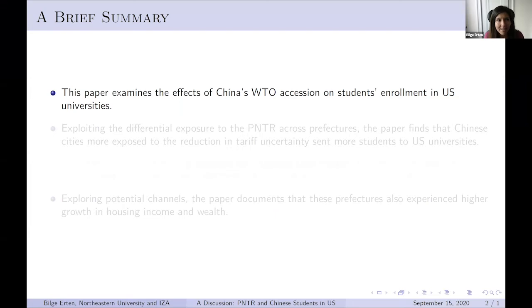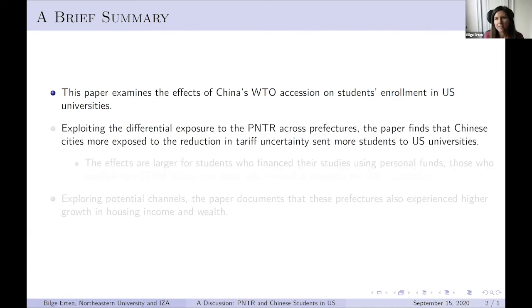Quite important. So let me start with a brief summary. The paper examines the effect of China's WTO accession on students' enrollment in US universities. To do that, it uses this variation in PNTR exposure across prefectures of China. And it finds that the Chinese prefectures that were more exposed to the reduction in tariff uncertainty ended up sending more students to the US.